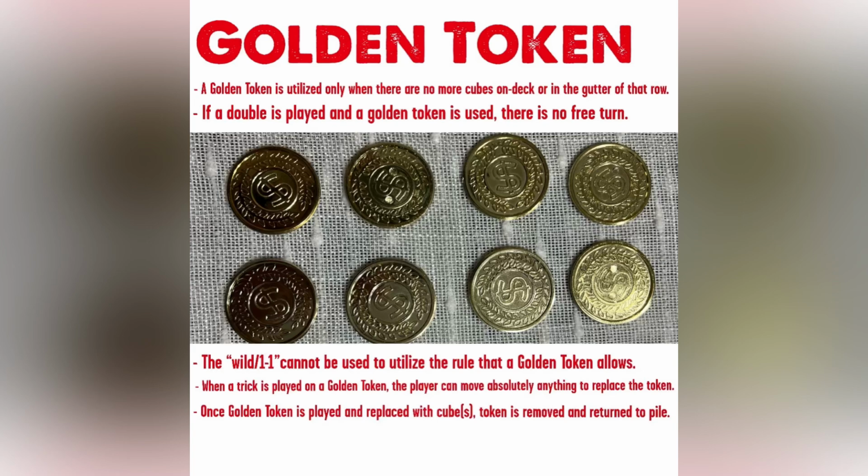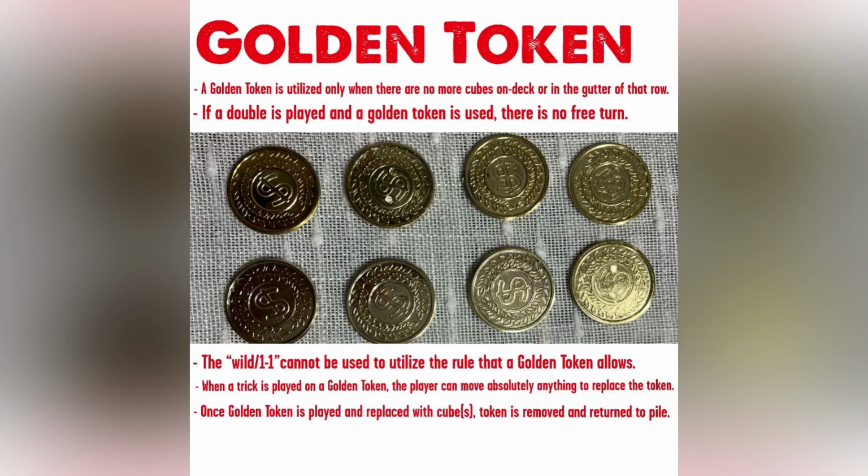And if I didn't have a cube in the gutter of that row, I would have to place a golden token on the 2-3. Now, if a double is played and a token is used by the player who played the double, there's no free turn. The double rule does not apply when a golden token has to be placed.